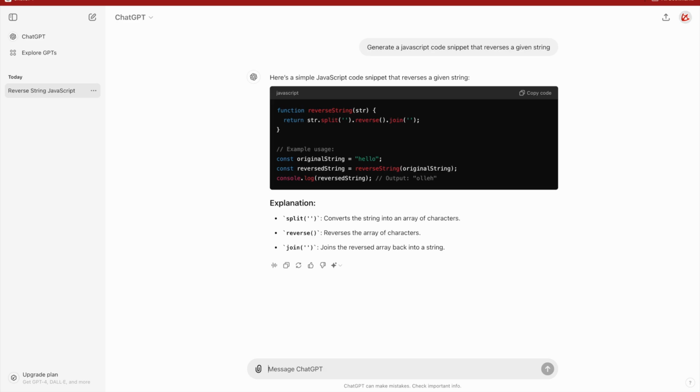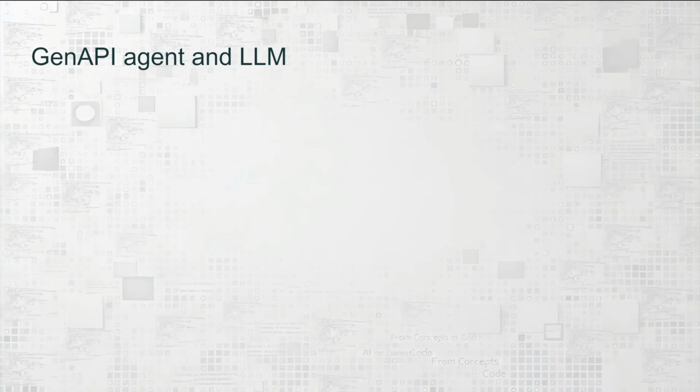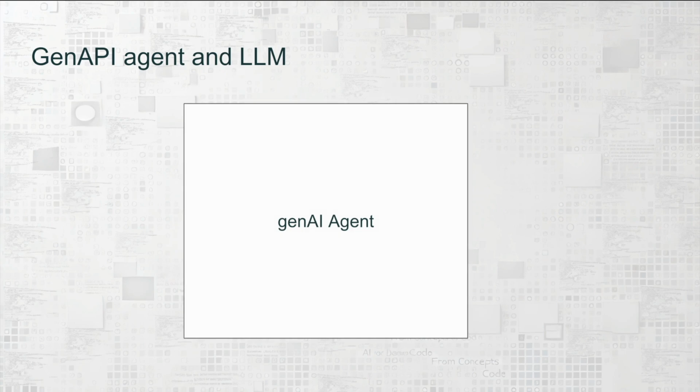But here's the thing, what's really going on under the hood? How does this AI actually work? Let's take a quick look inside and break down the magic. So, here we have our AI chat agent. Let's call it the generative AI agent. We can send it some input and it will give us a response.